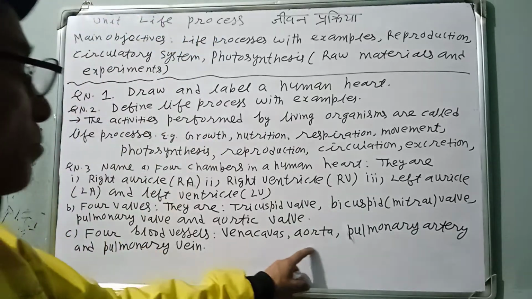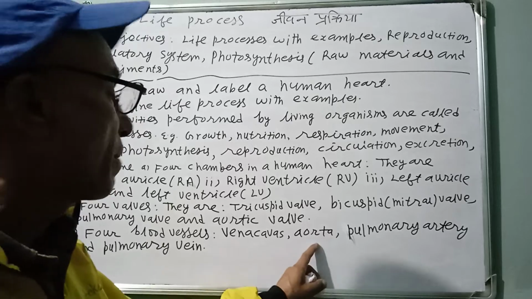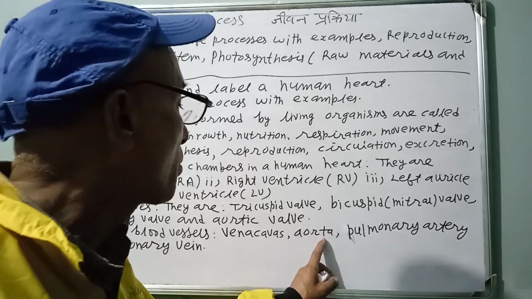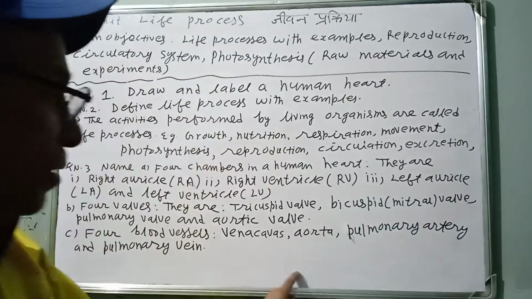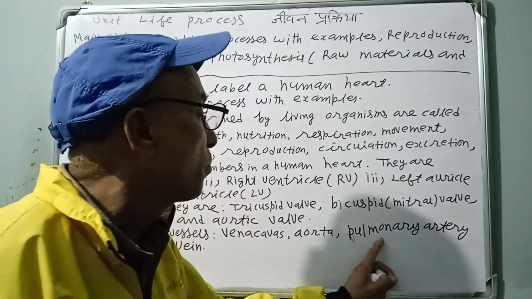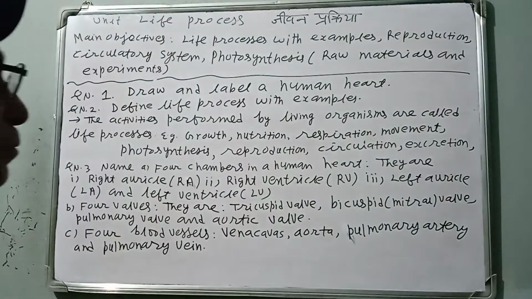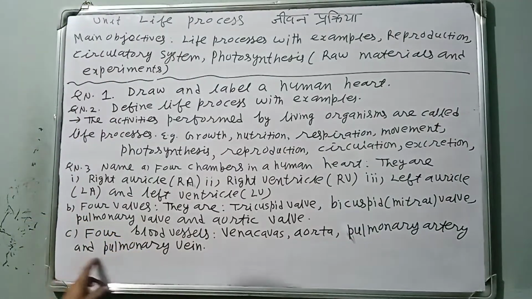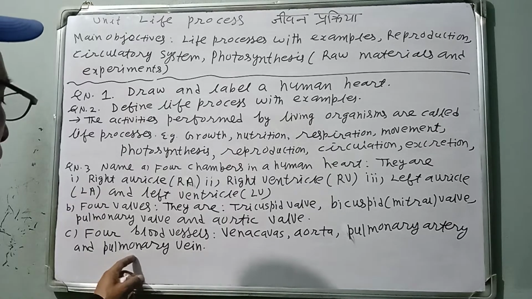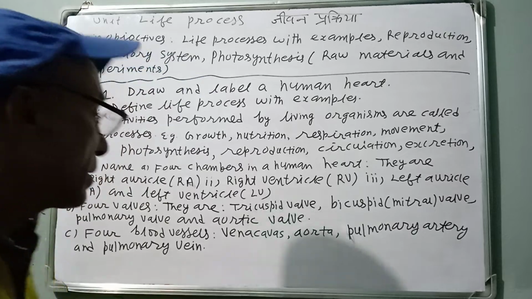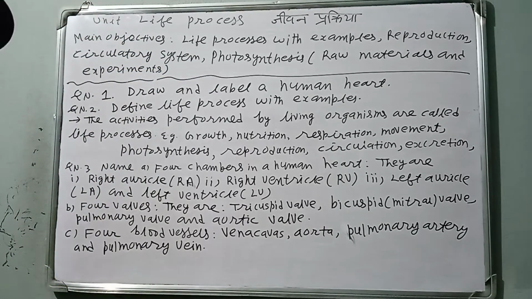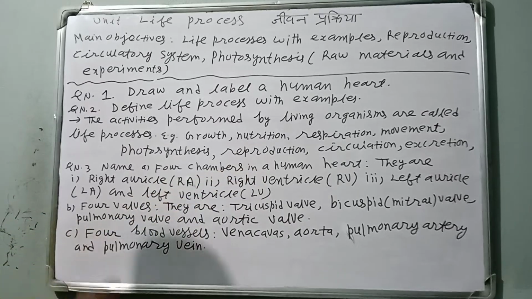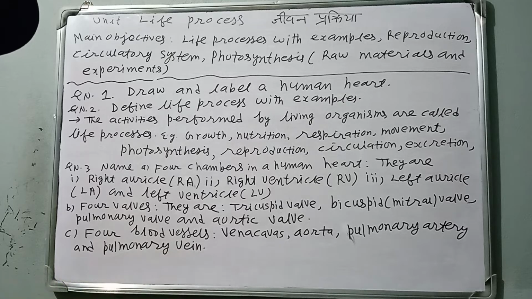Aorta is the largest blood vessel, the largest artery. It supplies pure blood to all parts. All arteries carry pure blood, but the pulmonary artery is that artery which carries impure blood. And all veins carry impure blood, but only the pulmonary vein carries pure blood from the lungs to the left auricle. So there are four chambers, four valves, four blood vessels, and three types of blood cells also.